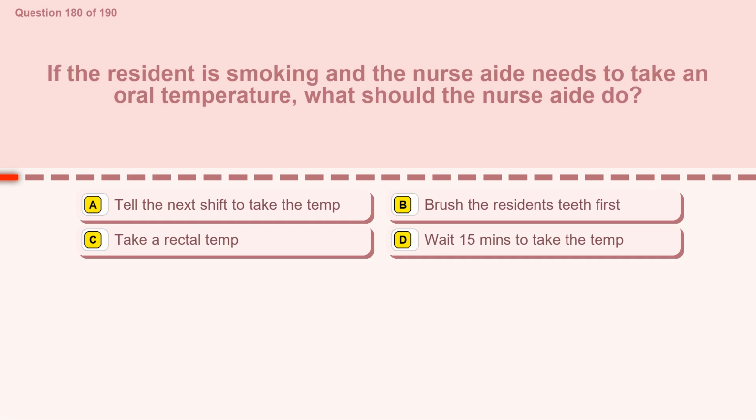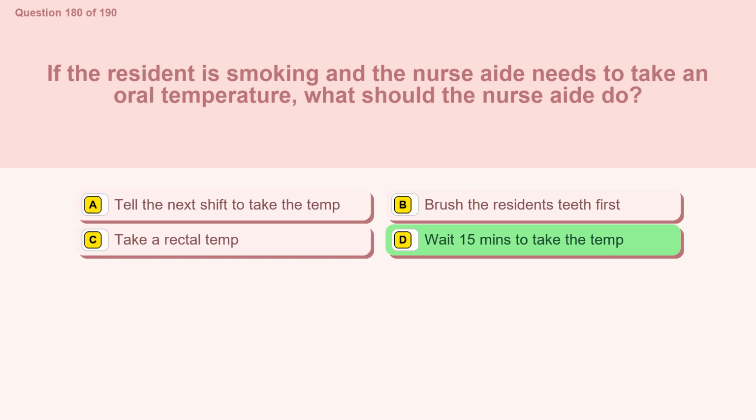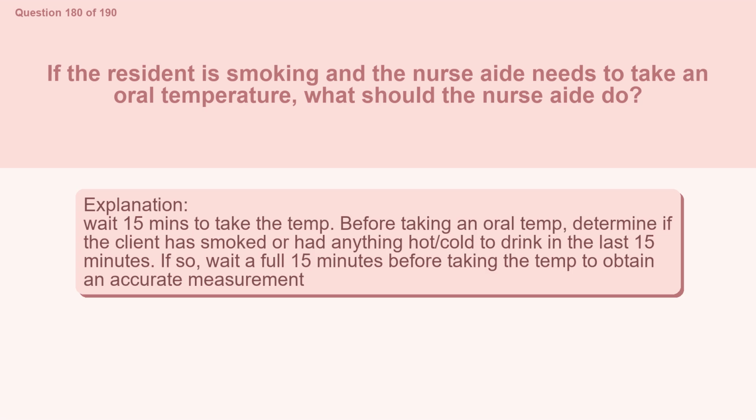Question 180. If the resident is smoking and the nurse aide needs to take an oral temperature, what should the nurse aide do? Option A, tell the next shift to take the temp. Option B, brush the resident's teeth first. Option C, take a rectal temp. Option D, wait 15 minutes to take the temp. The correct answer is option D, wait 15 minutes to take the temp.